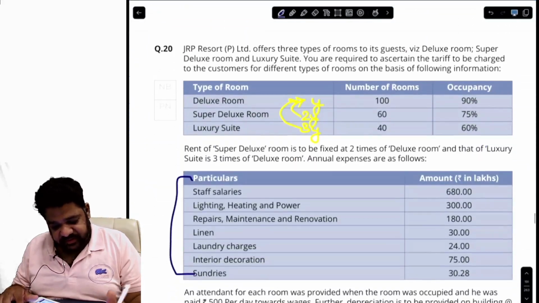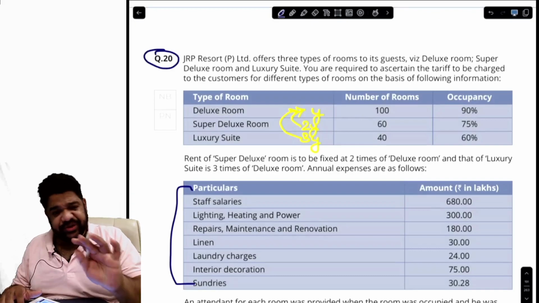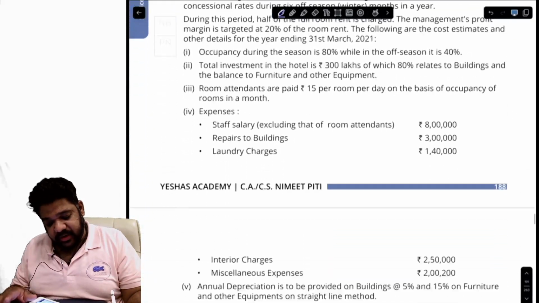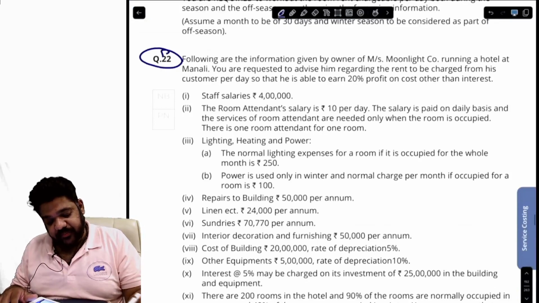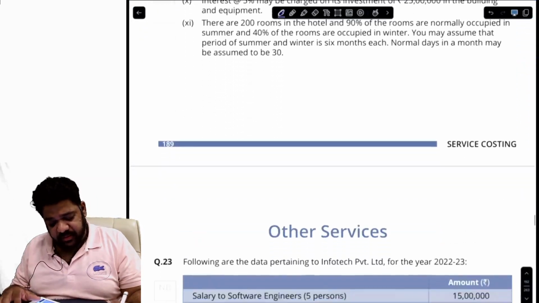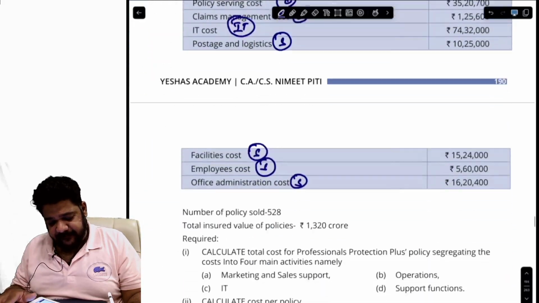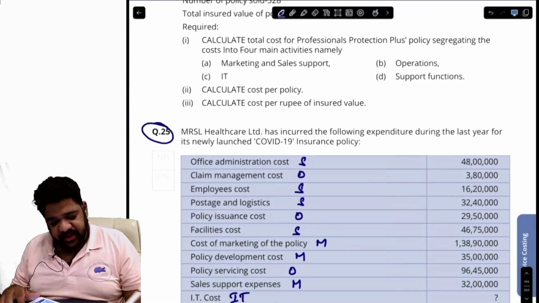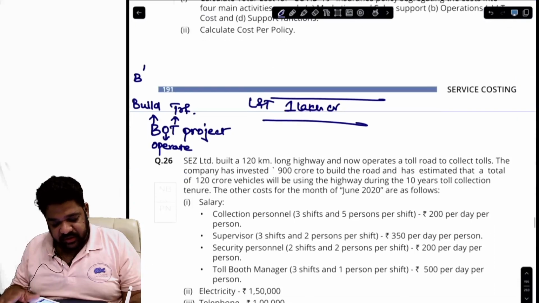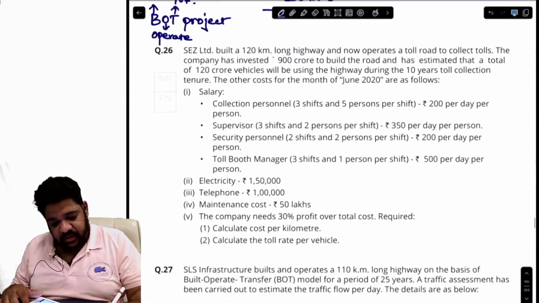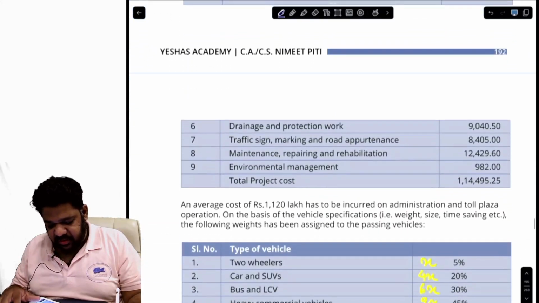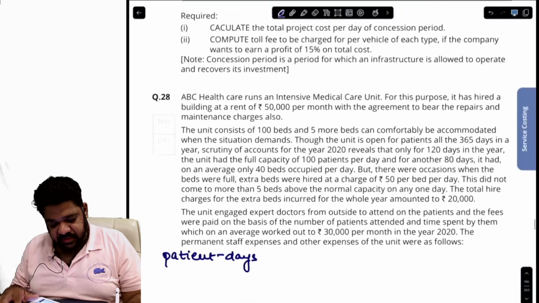From the hotel services, I would suggest you do two questions. Question number 20 and 22. Okay, they will cover most of your adjustments. And you can pick up 25. It's a very small question, you get over it easily. Nothing from the toll area. I mean, toll is very simple.